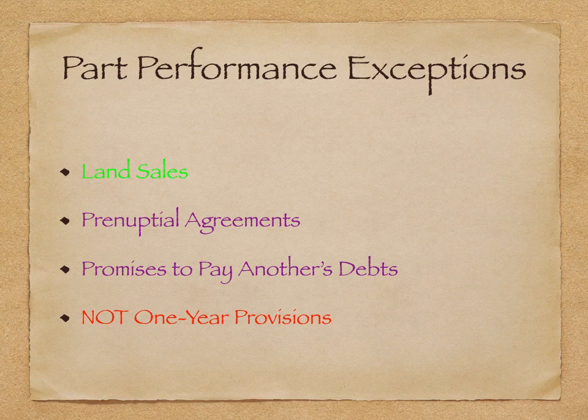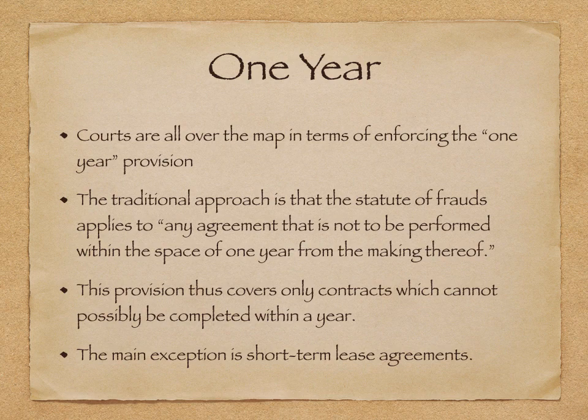Many students find the 1-year provision the trickiest to apply. Keep in mind that the 1-year provision applies to any contract that cannot be fully performed within 1 year, where complete performance is impossible. That year starts the moment the contract is made, not when performance starts. It's a good idea to do some practice problems to understand this concept better.